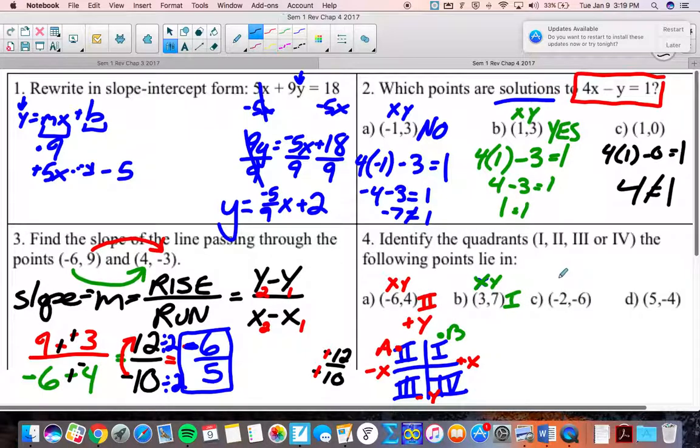Next one, negative 2 is my x, so from the origin I go left 2, and then my y is negative 6, so I have to drop down to get into the negative y land. So this is in quadrant 3. That's point C. Last but not least, I'll use green again. This is my x, and it's positive, so I'm going to go to the right, and then my y is negative, so I'll go right 5 and then down 4. So this is D.